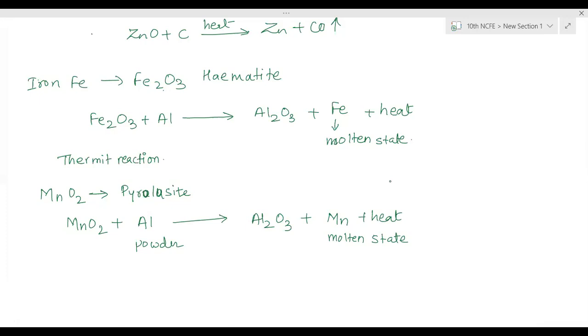Ma'am, in the railway tracks, they use aluminium to get the iron in the molten state. Yes, iron oxide and aluminium are both made to react over the track. The iron solidifies at normal temperature, and after that it will join the crack.